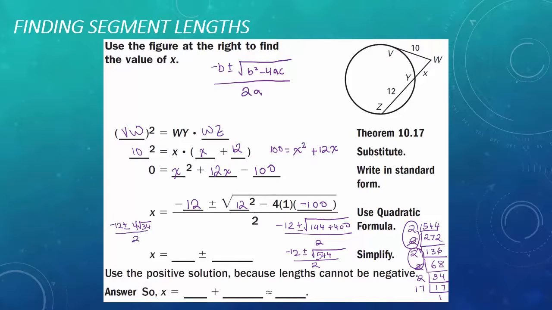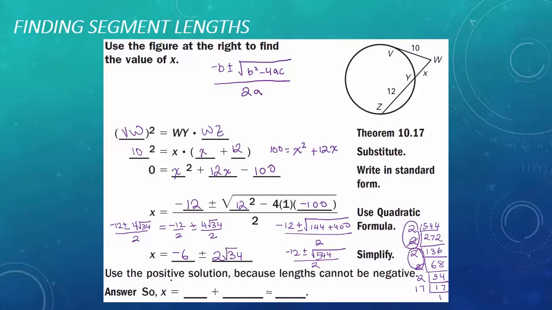I can simplify both the negative 12 and the plus or minus 4 square root of 34. Essentially, I can rewrite this as negative 12 divided by 2 plus or minus 4 square root of 34 divided by 2. Negative 12 divided by 2 gives me negative 6 plus or minus 4 square root of 34 divided by 2. I can simplify the 4 and 2. 4 divided by 2 is 2. So that's 2 square root of 34.